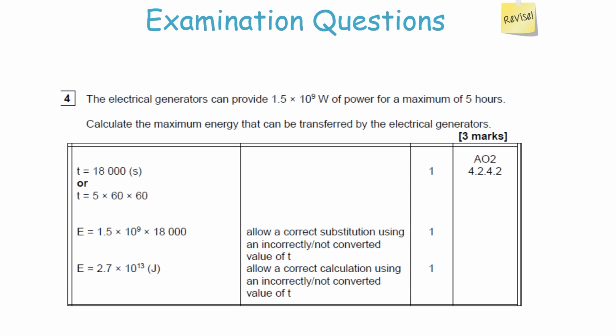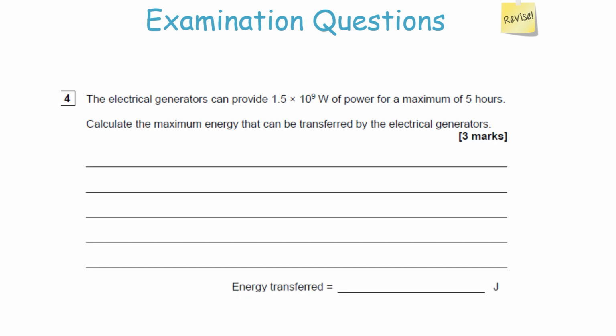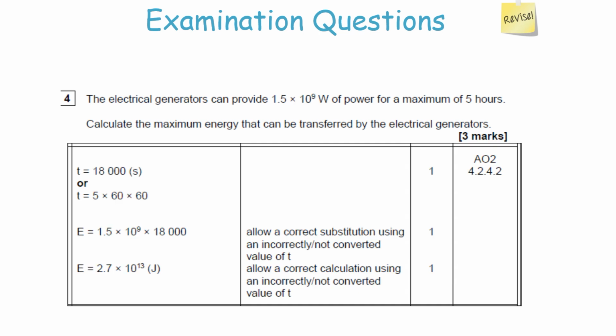So we do 5 times 60 times 60, because there's 60 seconds in a minute and 60 minutes in an hour, so it's 18,000. So it's 1.5 times 10 to the 9 times 18,000, which is 2.7 times 10 to the 13 joules.